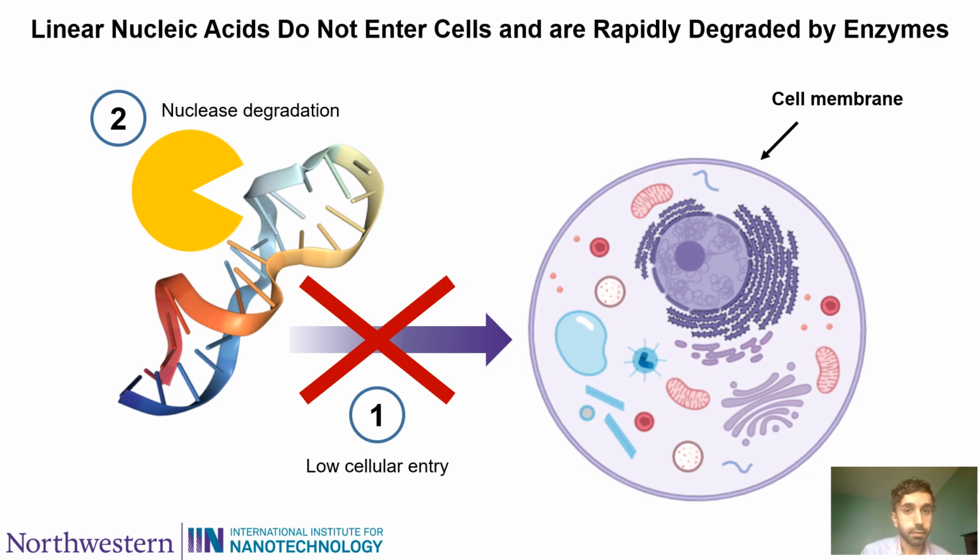Remember, DNA is negatively charged, and the cell membrane is negatively charged. The question becomes, how do you get these things into cells? And oftentimes the answer is you need toxic chemical reagents. But even once they're in cells, there are these things called nucleases that like to chop up and degrade DNA. So for instance, if I have an aptamer inside of a cell and it gets degraded, it's not going to be able to bind to its target. I won't know that that target is there.